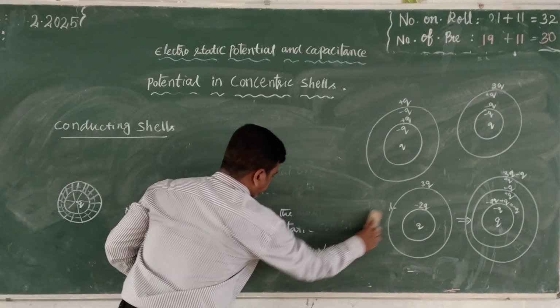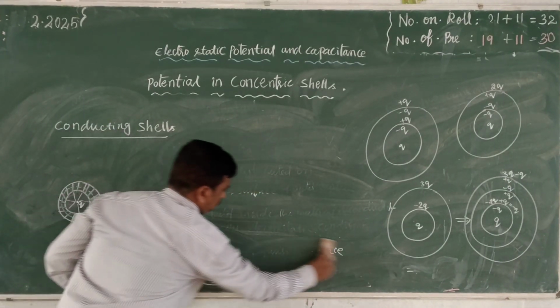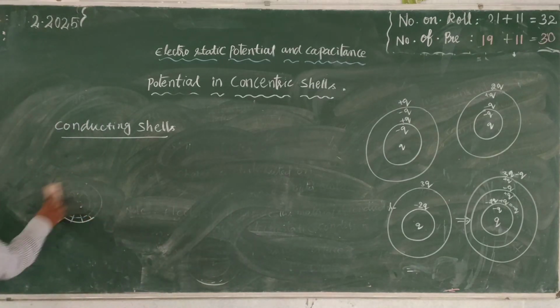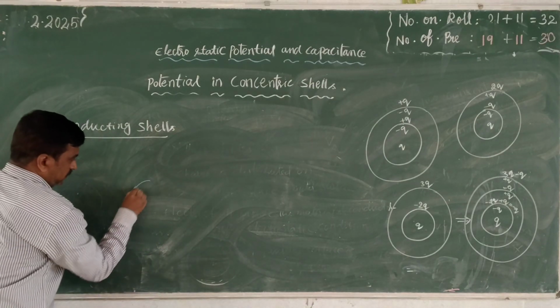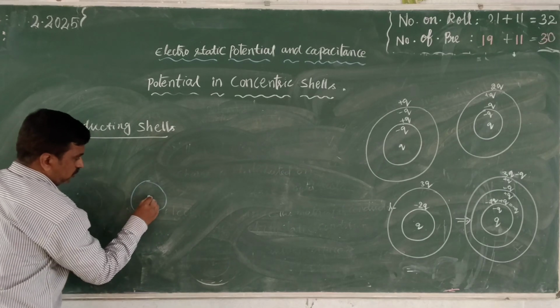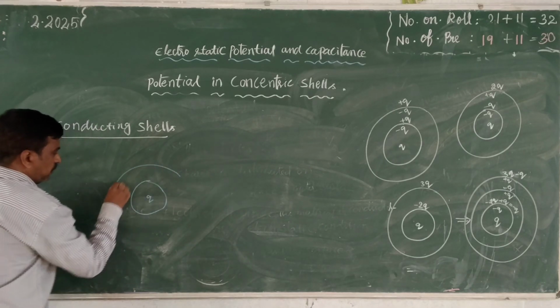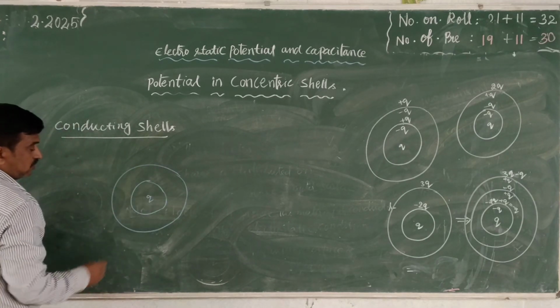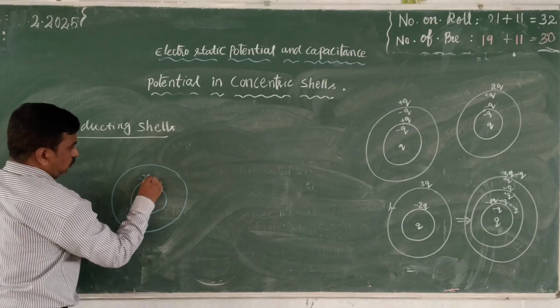Next, see one more. It is the first sphere, charge is here q. Second sphere, here charge is minus 3q.